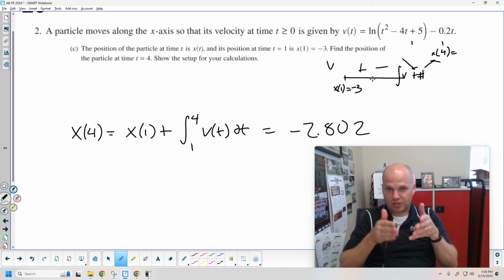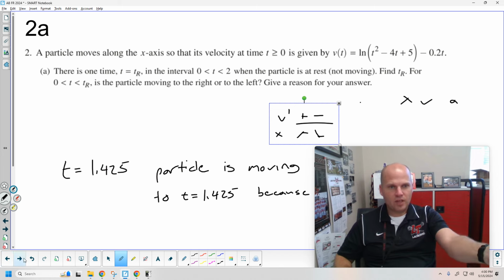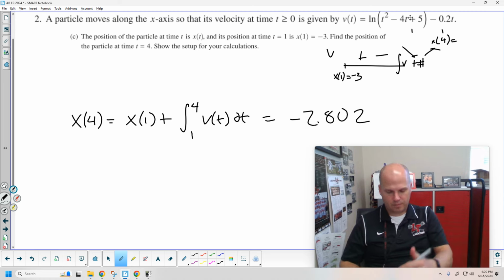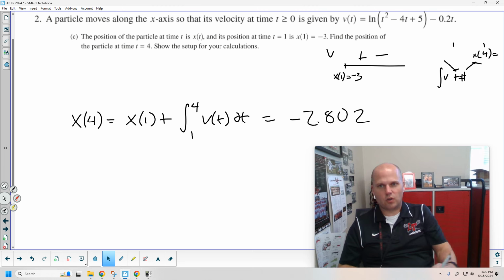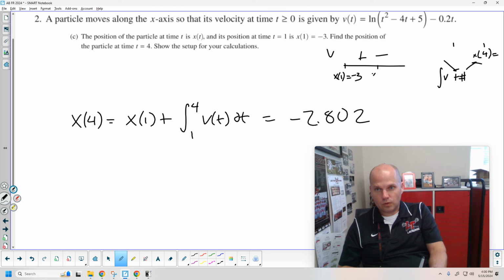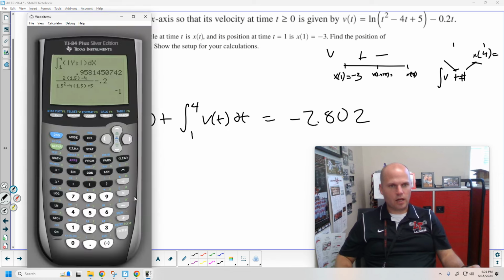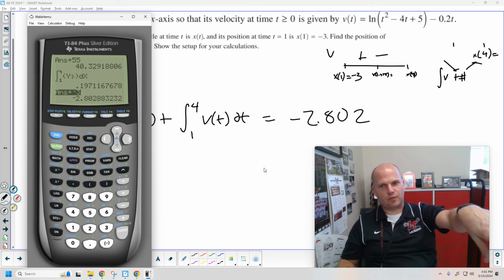If you guys wanted to split this up so that we went from 1 to 1.425, and then from 1.425 to 3, this is stuff that we've done before. A lot of times my students are not comfortable having the calculator do all the work. So they go from 1 to 1.425, find that value, and then go from 1.425 to 4, find that value. But it's not necessary. So all I did was accumulate 1 to 4, see that positive displacement, add the negative 3 to get my future position.